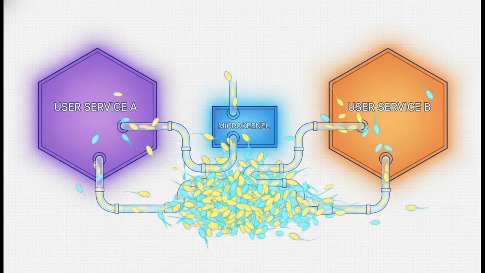Remember how all those services were now their own separate programs? Well, to get anything done, they had to constantly talk to each other by sending messages through the kernel. That process, which we call inter-process communication, or IPC, it just created a massive amount of overhead. Every simple little task required all this extra work, and performance just plummeted.